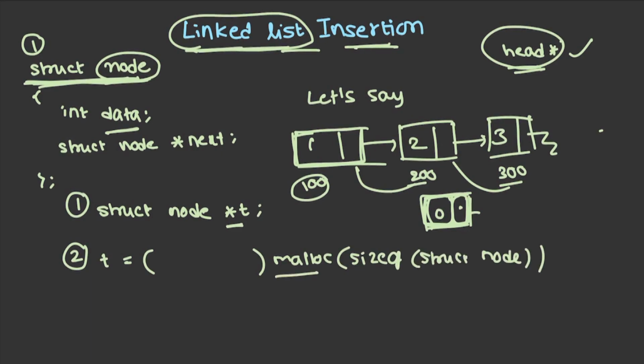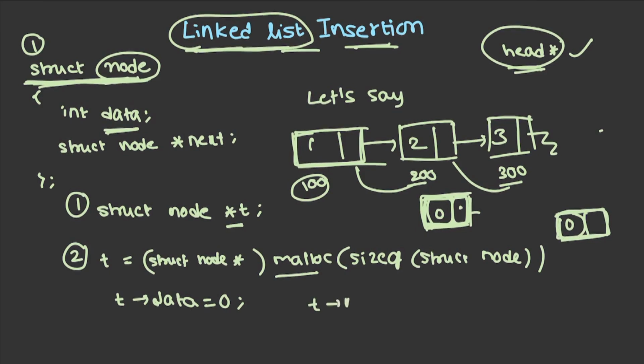And as it returns a void pointer, I am trying to typecast it to a struct node pointer. Now the memory has been allocated after this step, but nothing has been accessed. So let me store the data and set it to 0. T arrow data, I am setting it to 0. Now the data has been set to 0. And as of now it has only one node, so let me point the next pointer to null. So this points to null.